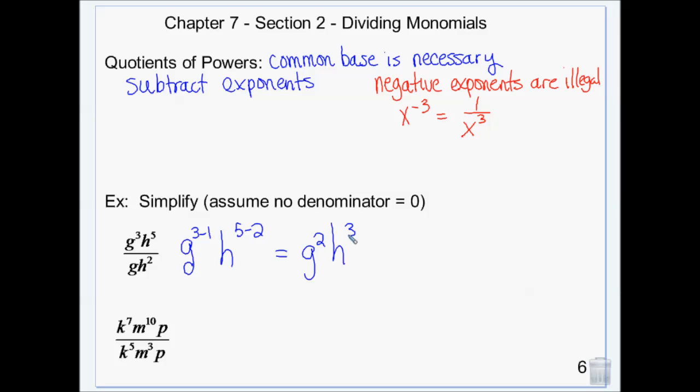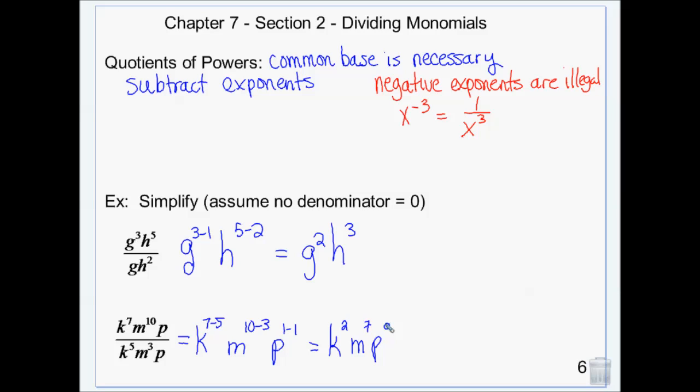Now you don't have to write this subtraction step in. I just wanted to show you what we're doing. All you do is look at each set of variables individually. So k to the 7th over k to the 5th is 7 minus 5. M to the 10th over m to the 3rd is 10 minus 3. And p over p is 1 minus 1. So that's k squared m to the 7th p to the 0.